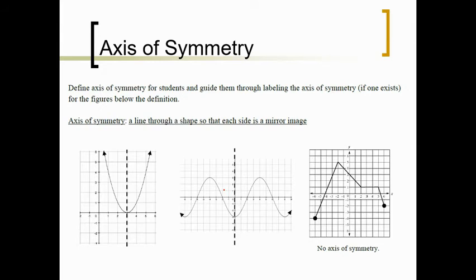All right, what is an axis of symmetry? The axis of symmetry is a line through a shape so that each side is a mirror image. Okay, so the first one's a parabola. You guys needed to find the axis of symmetry last year with parabolas. You'll notice you have x equals 3 in this case, and that's your axis of symmetry. Here, the other graph is a cosine graph, and x equals 0, in other words, the y-axis, is the mirror image. And then the third graph has no axis of symmetry.